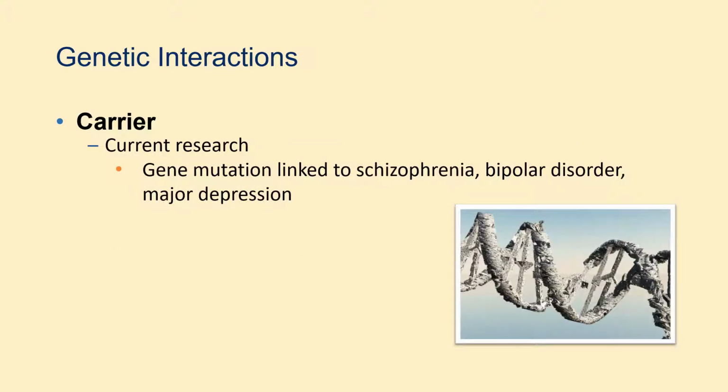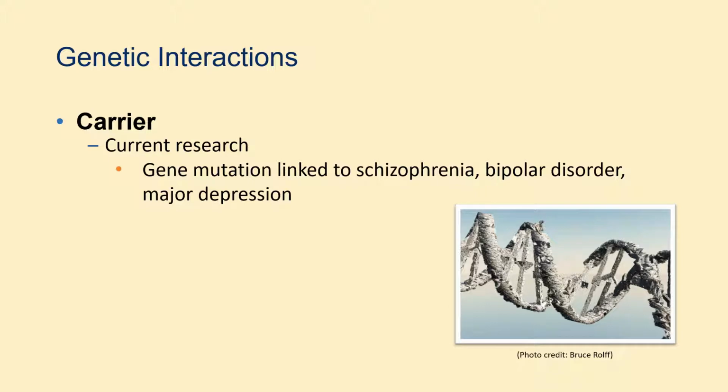Current research has shown a genetic mutation to be linked with schizophrenia, bipolar disorder, and major depression. Being able to identify carrier genes and understanding how they work is important in developmental psychology. Researchers led by the University of Edinburgh scanned the brains of people that carry a specific genetic mutation. The researchers showed that carriers of this mutation had lower levels of a chemical called glutamate in certain areas of their brain.